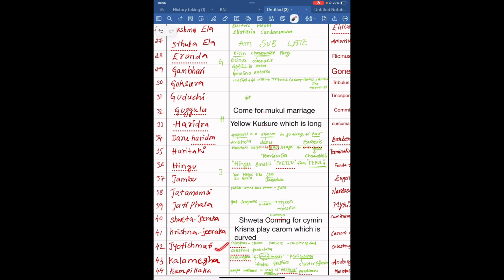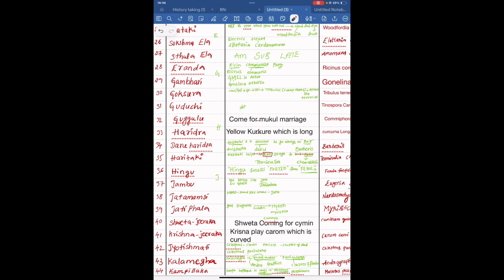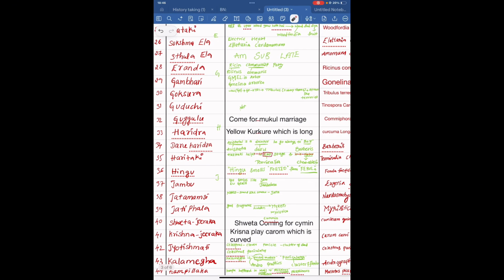Then Jyotishmati. In morphology you have already studied some things, that is Celastrus and panicle. The meaning of Celastrus is clever, and panicle is a cluster of seeds. So the botanical name of Jyotishmati is Celastrus paniculatus. Celastrus paniculatus also gives the morphology of this Jyotishmati.